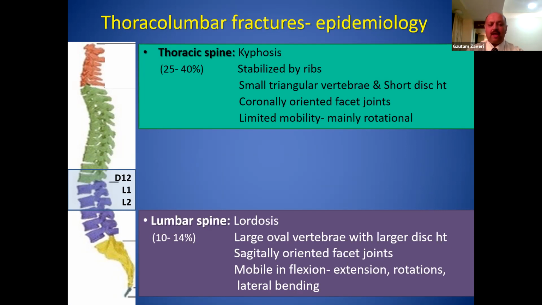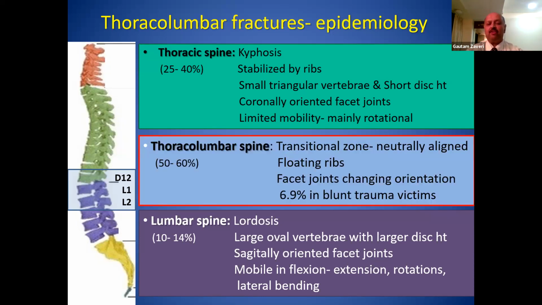On the other hand, lower down, the lumbar spine has much larger oval vertebrae with larger disc heights. The facet joints are oriented at 90 degrees to the coronal facet joints of the thoracic spine. And there is far more mobility in the lumbar spine with extension, rotation, lateral bending, flexion, etc. All this contributes to a huge mismatch between these two regions. And therefore, the intervening region, that is the thoracolumbar spine, is a transitional zone.